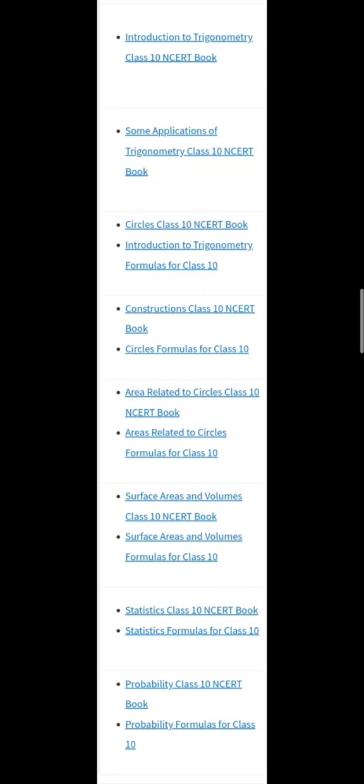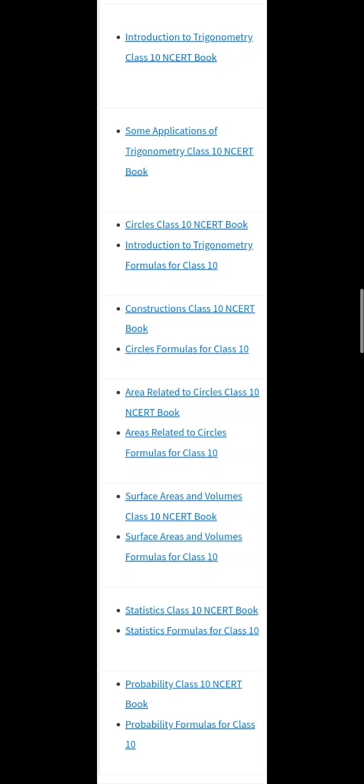and introduction to trigonometry. This is a very important topic when we go for the 11th and 12th. Introduction to trigonometry and its applications we will study in the 11th and 12th class. Then we will go with some applications of trigonometry, what the uses and modern applications of trigonometry are, and then circles. Then constructions, meaning different types of constructions, and again the areas related to circles.